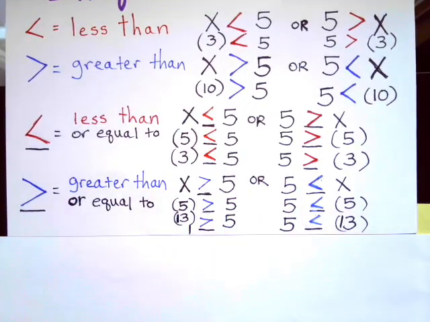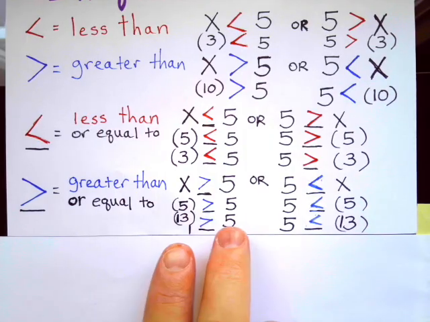Hey, we all make mistakes. Mistakes are the golden road to knowledge. You make a mistake, don't fret, don't get upset. Just learn by it and don't do it again. So 13 is greater than or equal to 5. Well, 13 is not equal to 5. 13 is greater than 5.